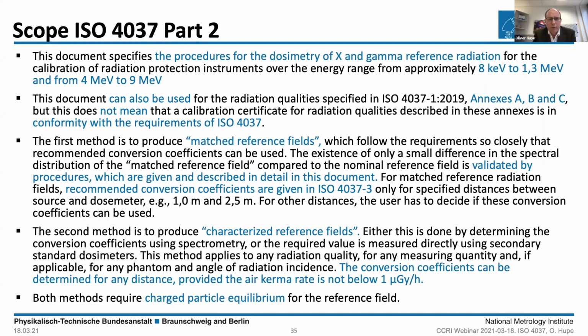The second method is to produce characterized reference fields. This is done either by determining the conversion coefficients using spectrometry, or the required quantity is measured directly using secondary standard dosimetry. This method applies to any radiation quality, for any measuring quantity and, if applicable, for any phantom and angle of radiation incidence. The conversion coefficients can be determined for any distance, provided the air kerma rate is not below 1 microgray per hour. So that's the limitation of the standard. Both methods require charged particle equilibrium, so that's an important topic.